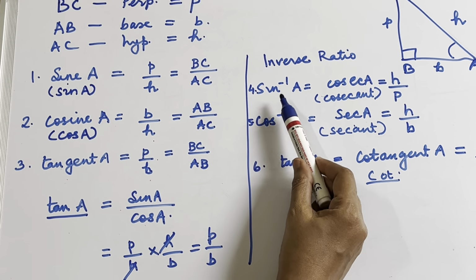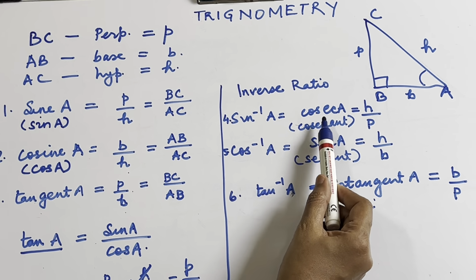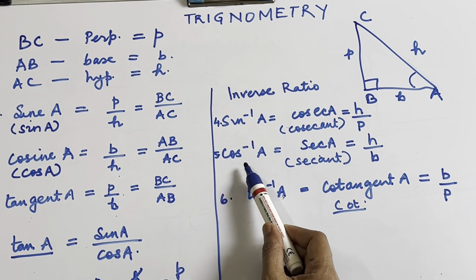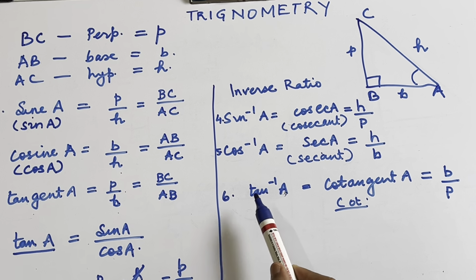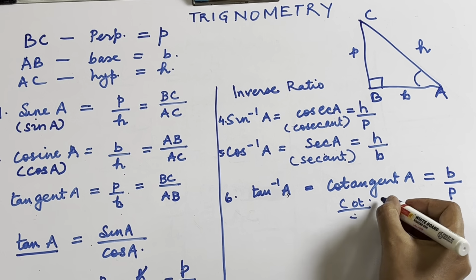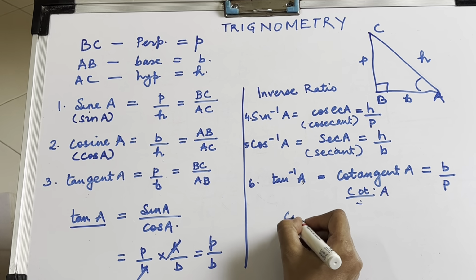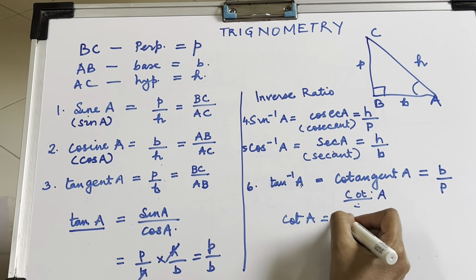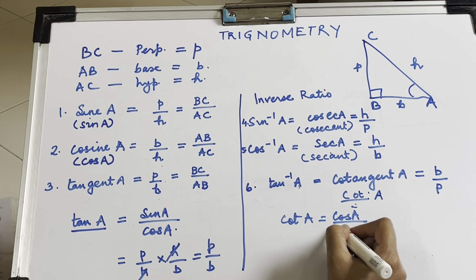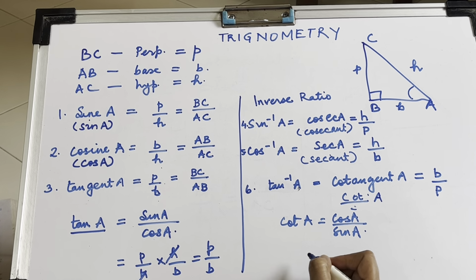The inverse ratios are: inverse of sin A is cosec A, inverse of cos A is sec A, and inverse of tan A is cot A. Now as you can see here, tan A is given as sin A by cos A. We can similarly write cot A as cos A by sin A. How did we reach here?